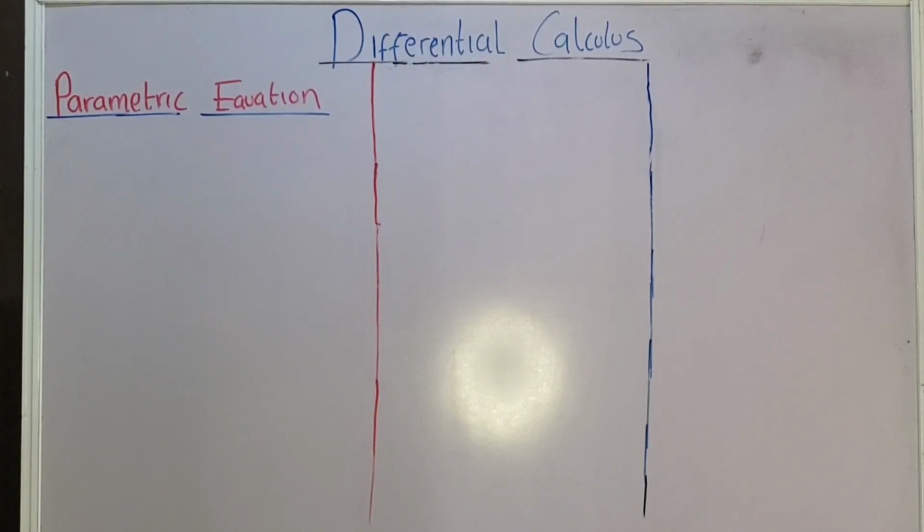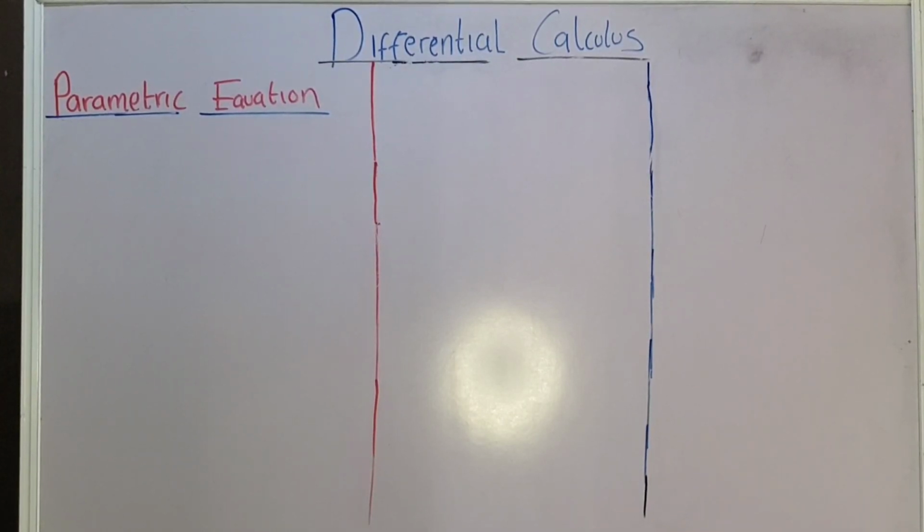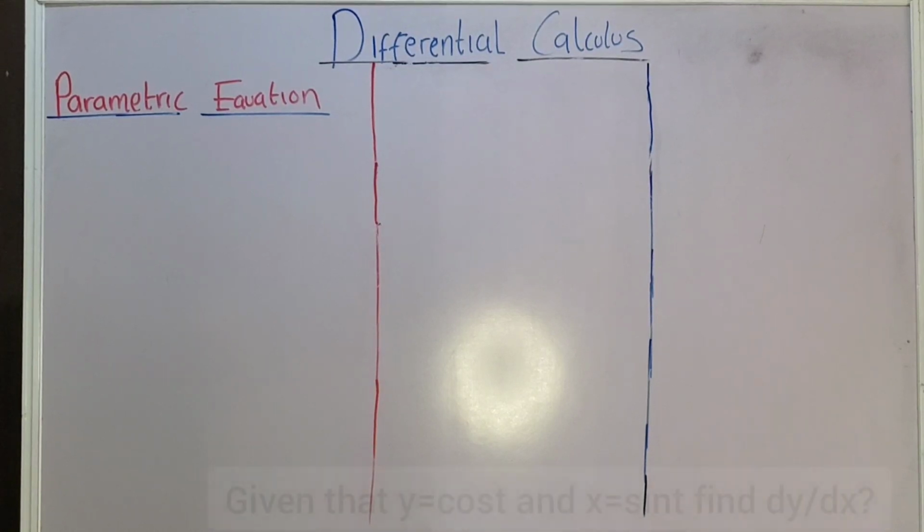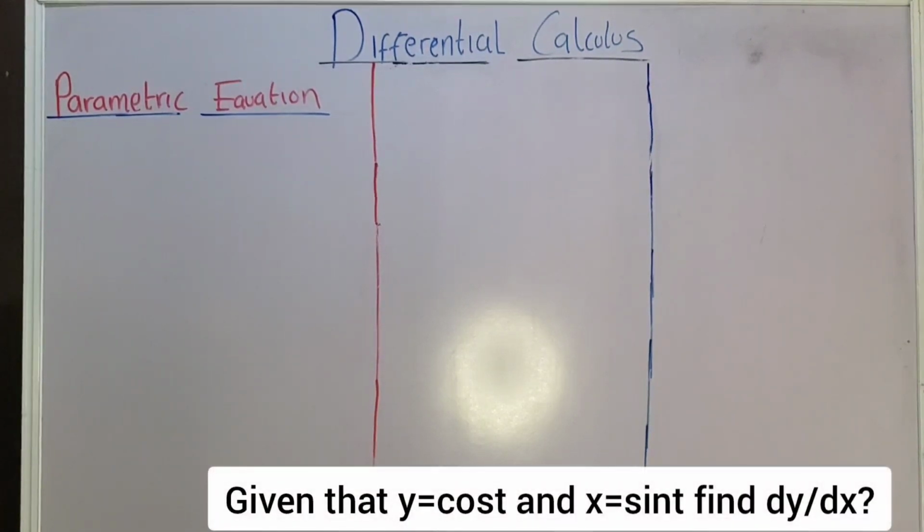In this class, we're going to learn how to differentiate a parametric equation. Okay, let's start with the first question. Given that y equals cos t and x equals sin t, find dy/dx.